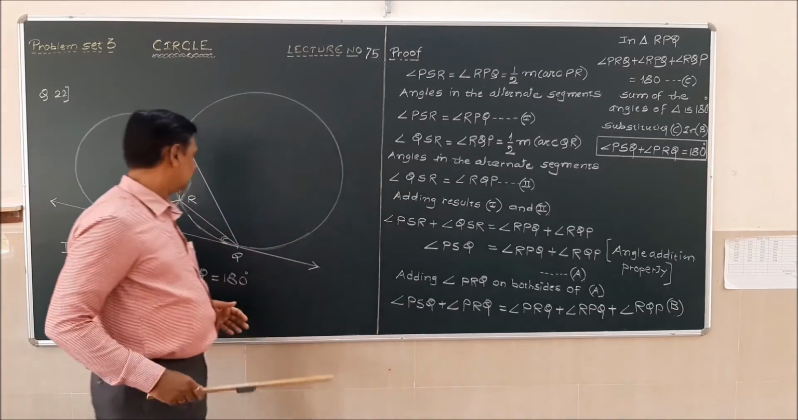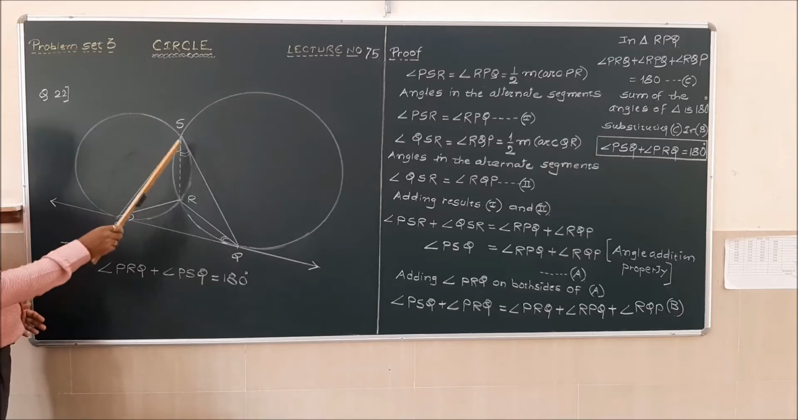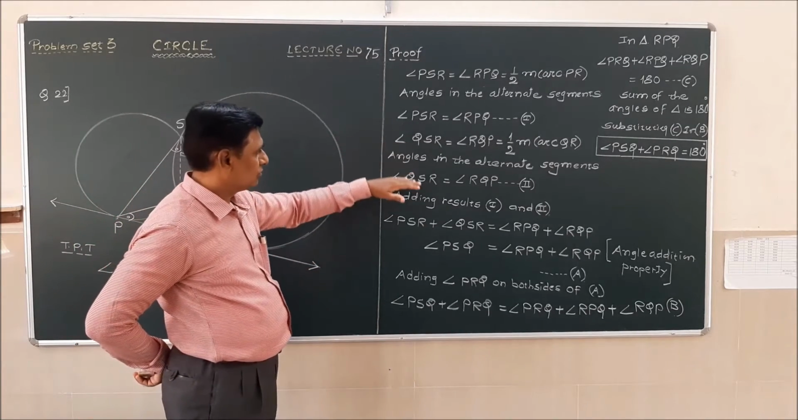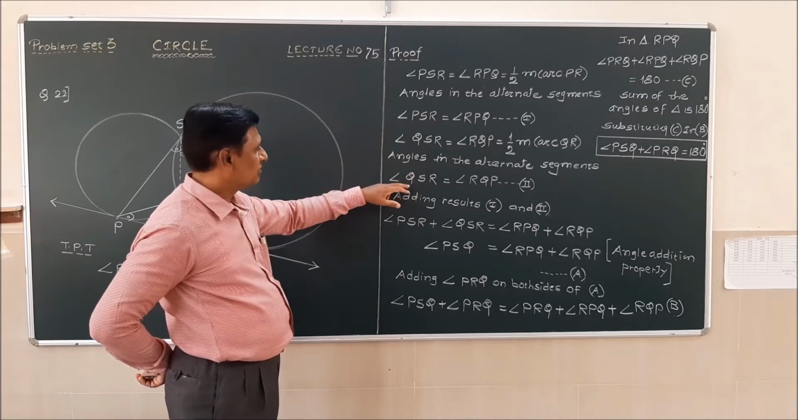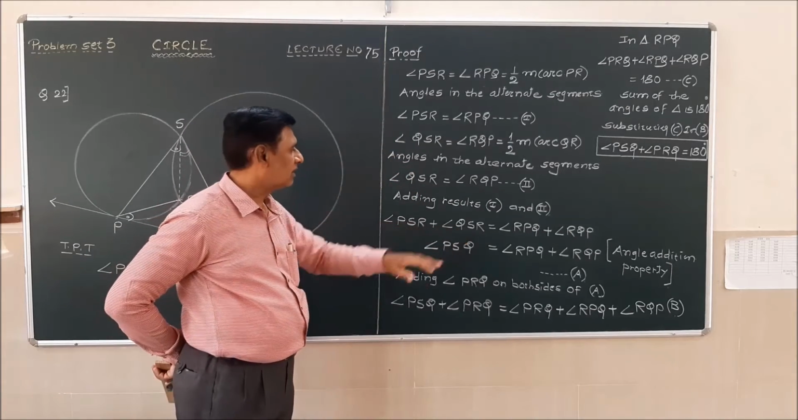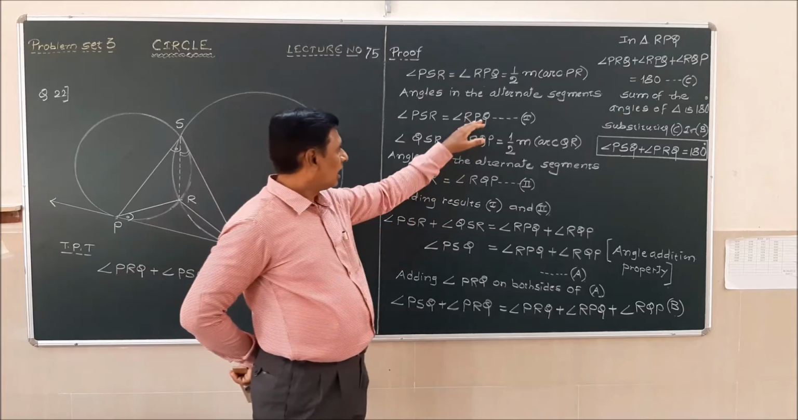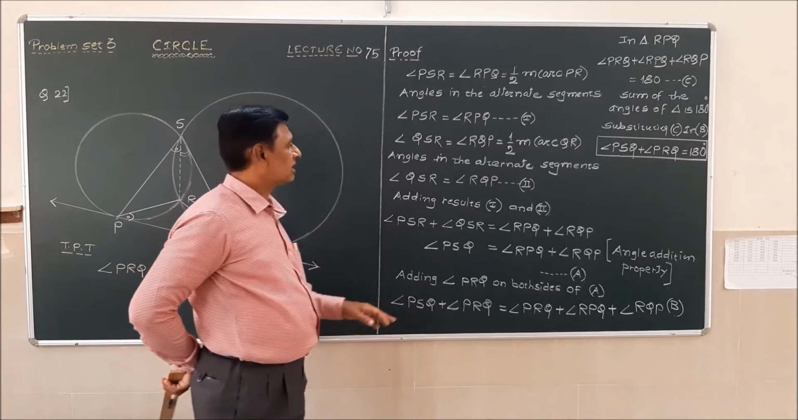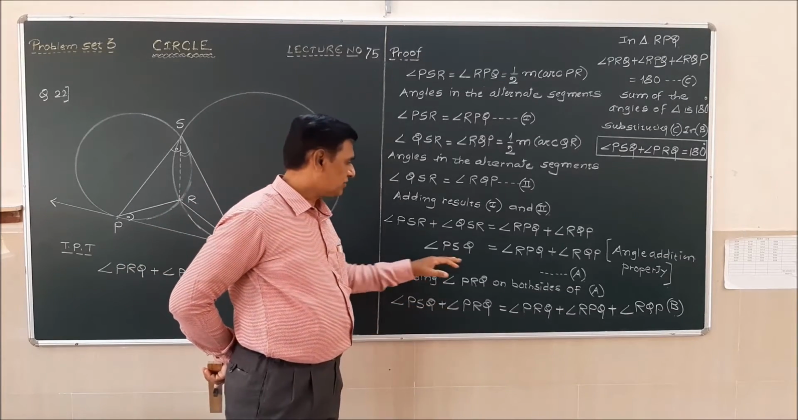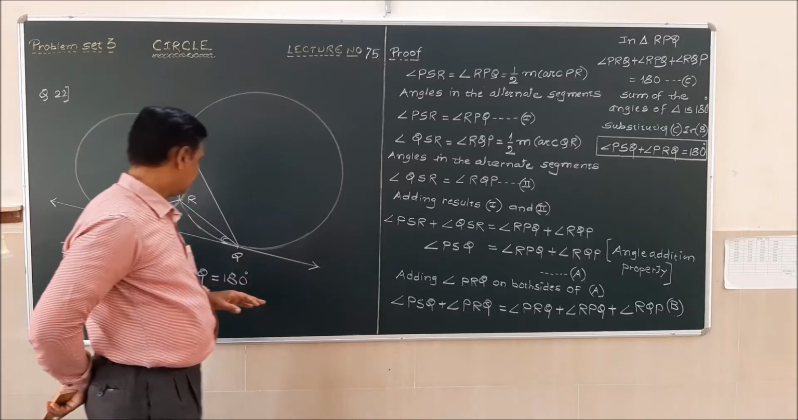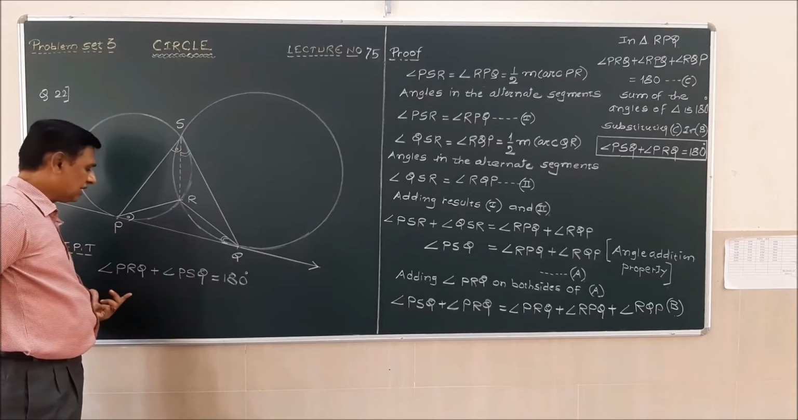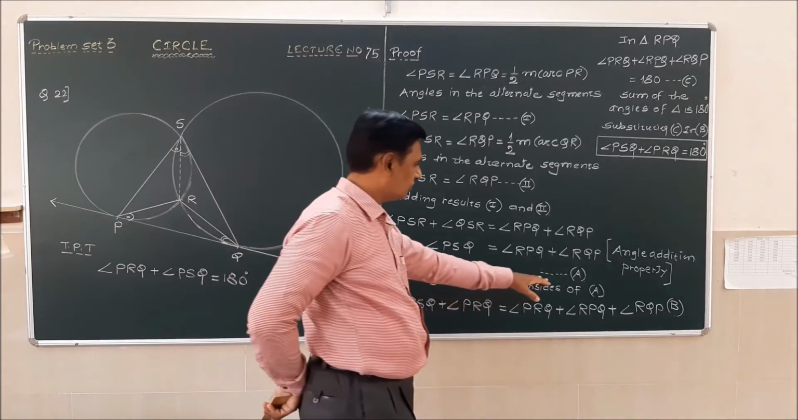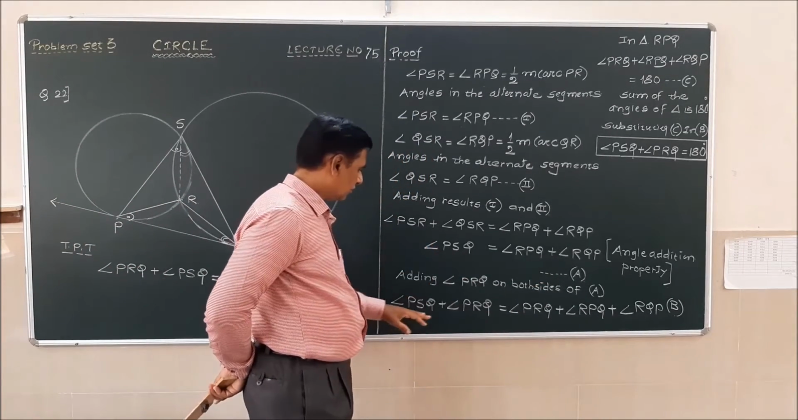But we have to get angle PSQ. So adding results 1 and 2, you will be getting PSR plus QSR, that is equal to RPQ plus RQP. So PSQ we got, but very important, with PSQ we have to get angle PRQ. So adding angle PRQ on both sides of A, PSQ plus PRQ.